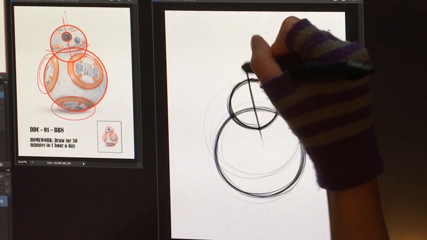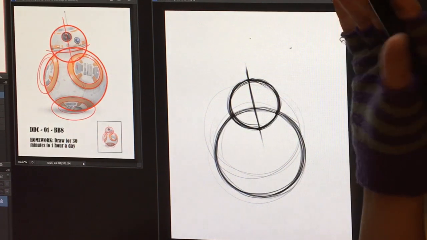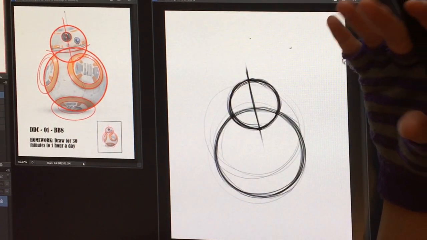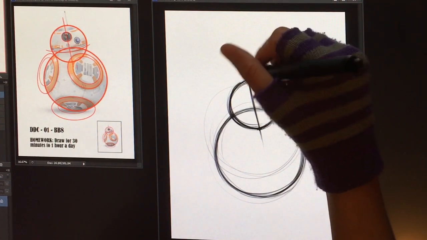Even if you're a really good artist, this is still stuff that you're gonna need to know. Like I said, even though I've worked for Disney and stuff like that, I still work on this kind of thing every day.